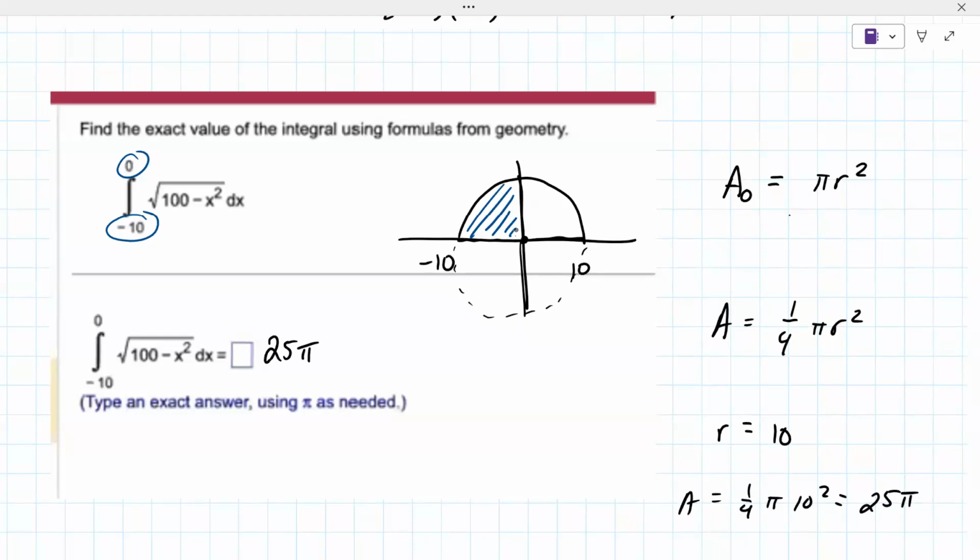All right, that is it for that one. All right, so now to the calculator.